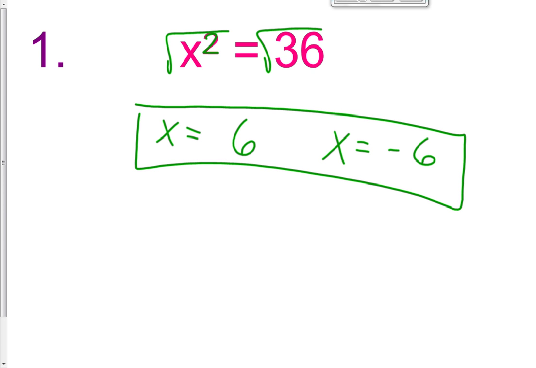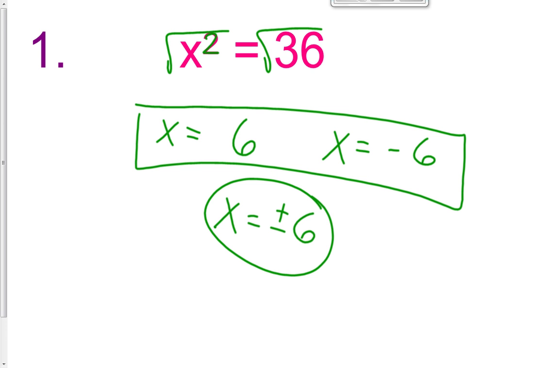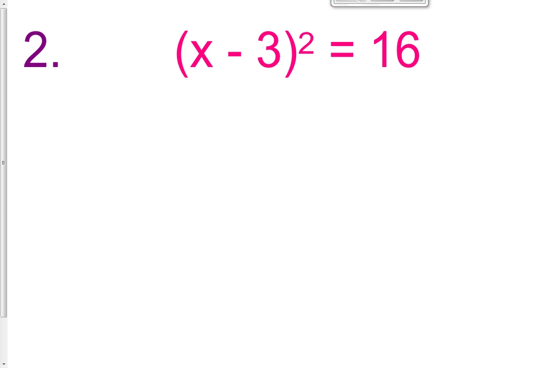So you can write it this way. You can also write it x equals plus and minus 6. I have no problem if you write it that way as well. Either way works for me. Let's take a look here at question number 2.